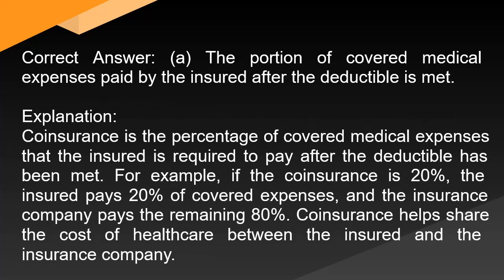Correct answer. A. The portion of covered medical expenses paid by the insured after the deductible is met. Explanation. Coinsurance is the percentage of covered medical expenses that the insured is required to pay after the deductible has been met. For example, if the coinsurance is 20%, the insured pays 20% of covered expenses, and the insurance company pays the remaining 80%. Coinsurance helps share the cost of healthcare between the insured and the insurance company.